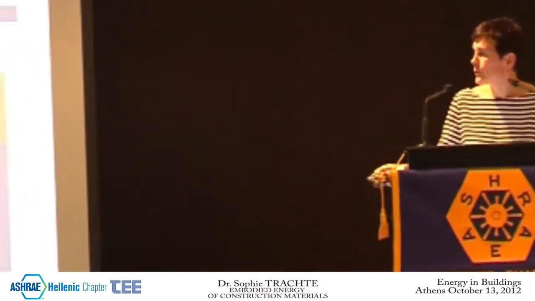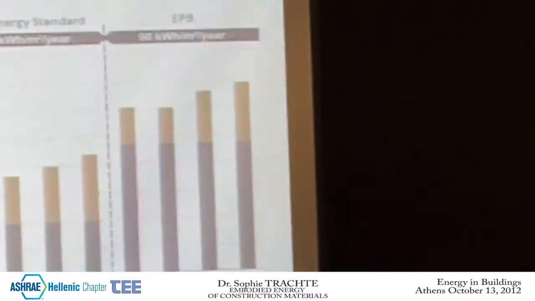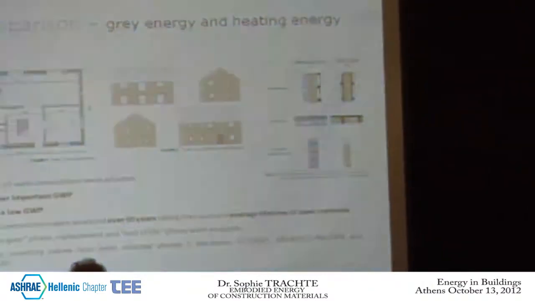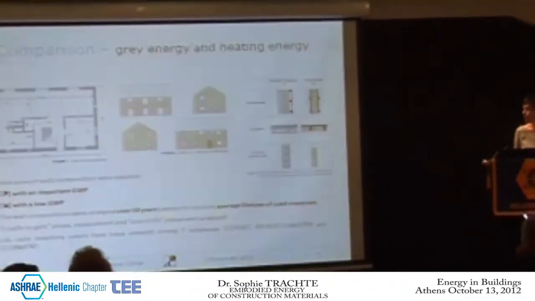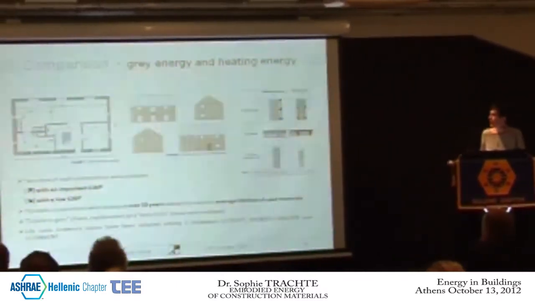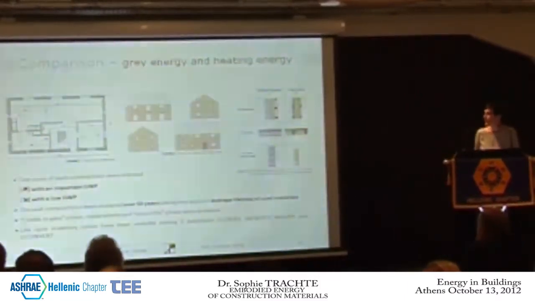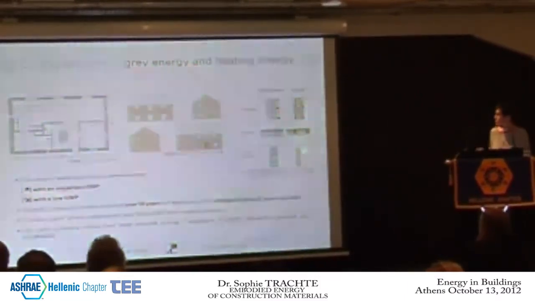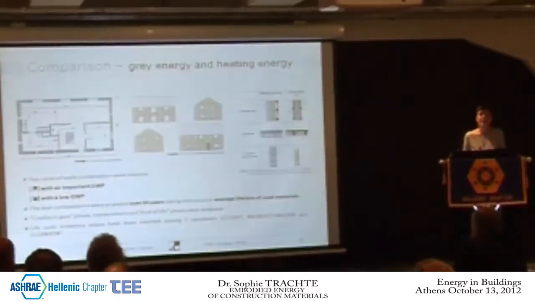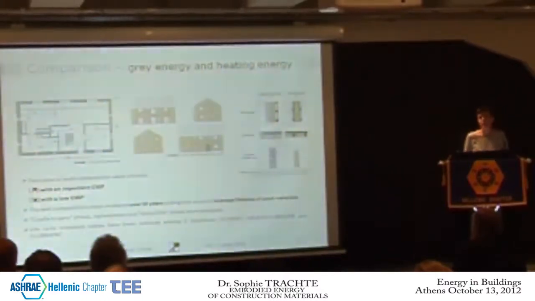with different kinds of structure, 2 massive structures and 2 wood structures, and also different compositions of wall. The house was the base of the studies. These are the different walls analyzed. We compare the 2 requirements of energy over 50 years, taking into account the average lifetime of building materials.